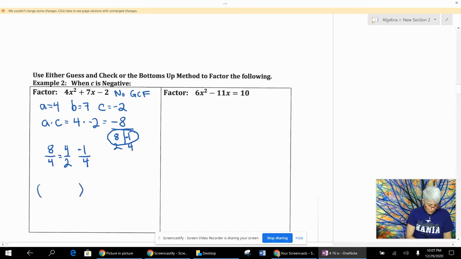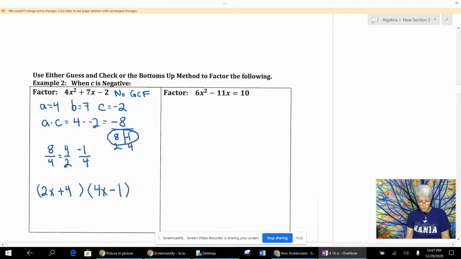Factor, I'm going to make my little parentheses here, and 4 over 2, bottoms up. That's 2x plus 4. For the negative 1 over 4, bottoms up. That's 4x, and don't miss it, but this is a minus 1. Bam.